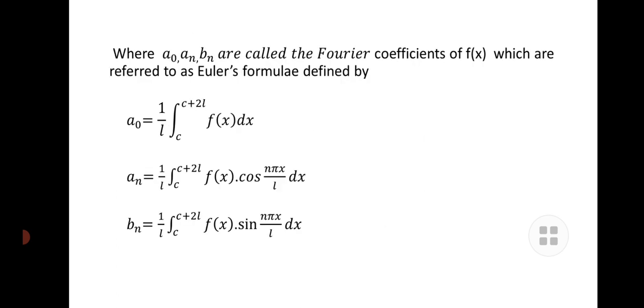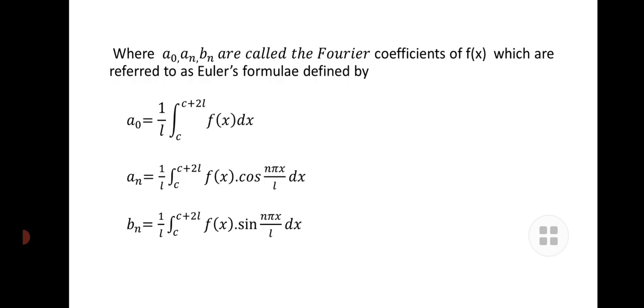In this series, a naught, a n and b n are the Fourier coefficients given by Euler's formula. We can define a naught is equal to 1 divided by L integral c to c plus 2L f of x dx. A n is equal to 1 divided by L integral c to c plus 2L f of x cos n pi x divided by L dx, and b n is equal to 1 divided by L integral c to c plus 2L f of x sin n pi x divided by L dx.